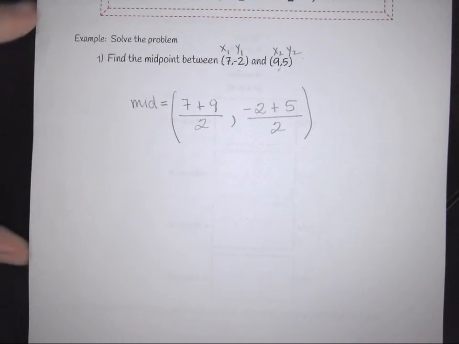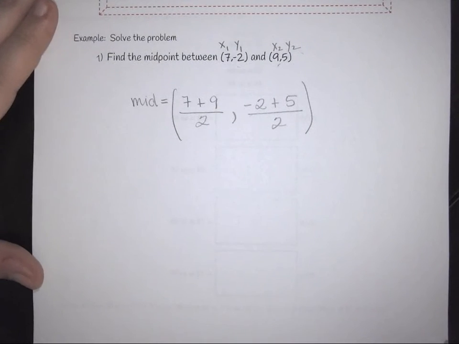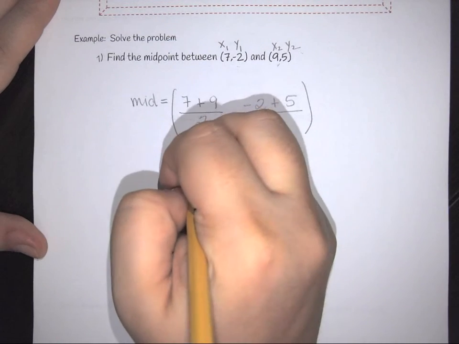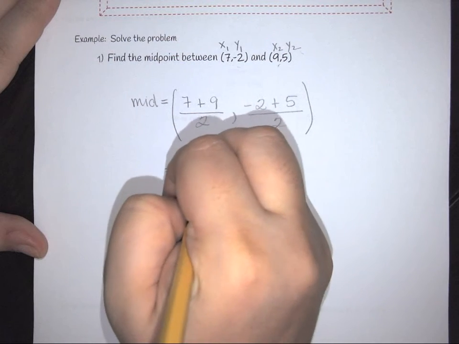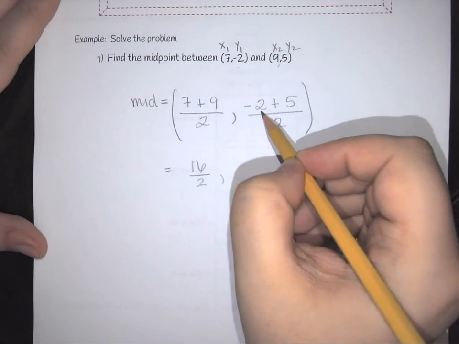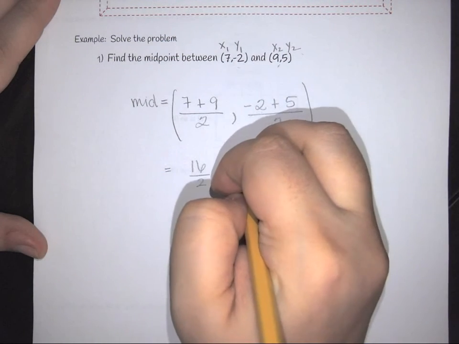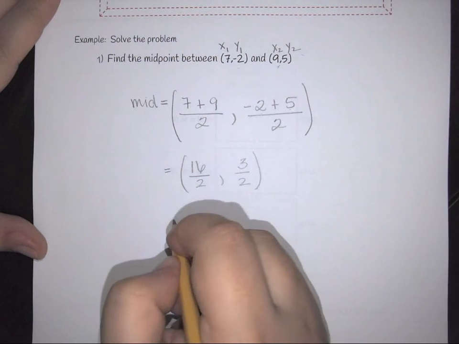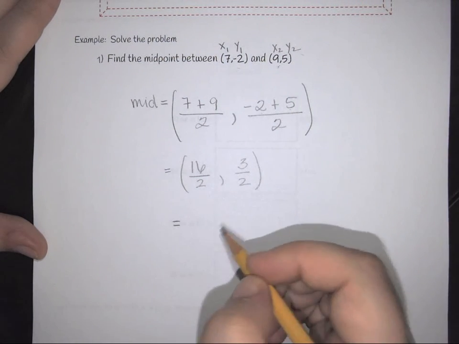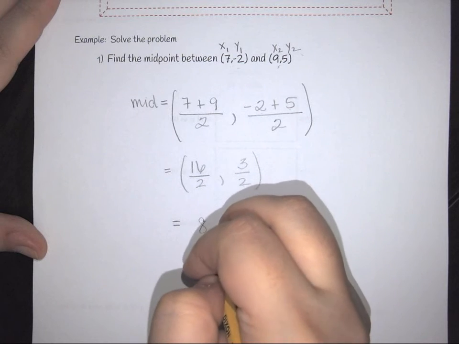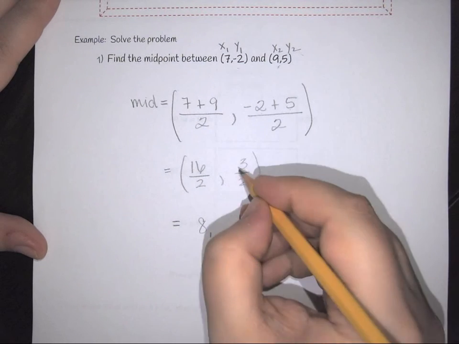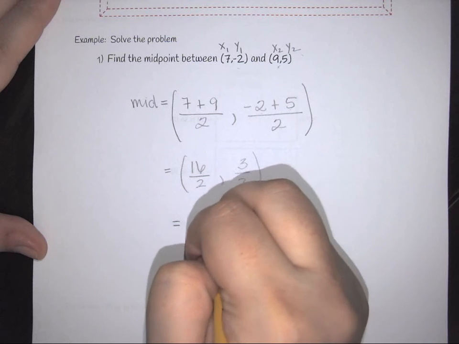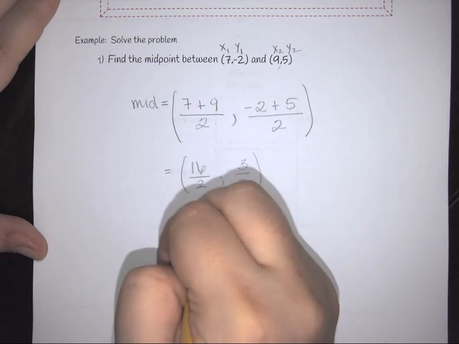So now from here, all you have to do is reduce. My midpoint, 7 plus 9, is going to be 16 over 2. -2 plus 5 is going to be 3 over 2. When we look at this, 16 over 2 will reduce down to 8. And then 3 over 2 does not reduce, it stays the same. So this would remain as 3 halves.